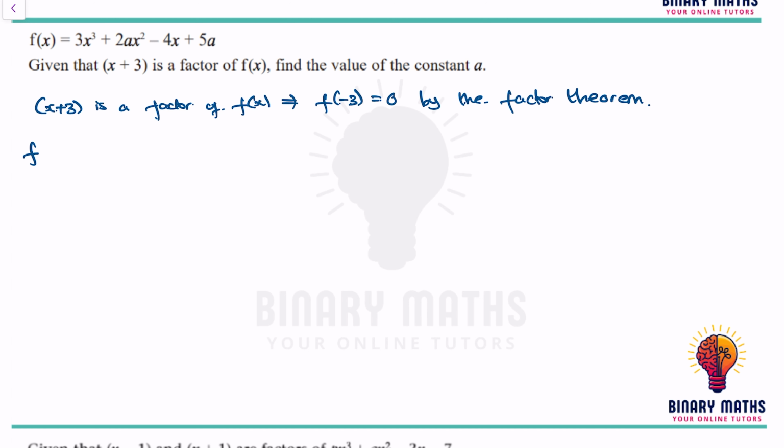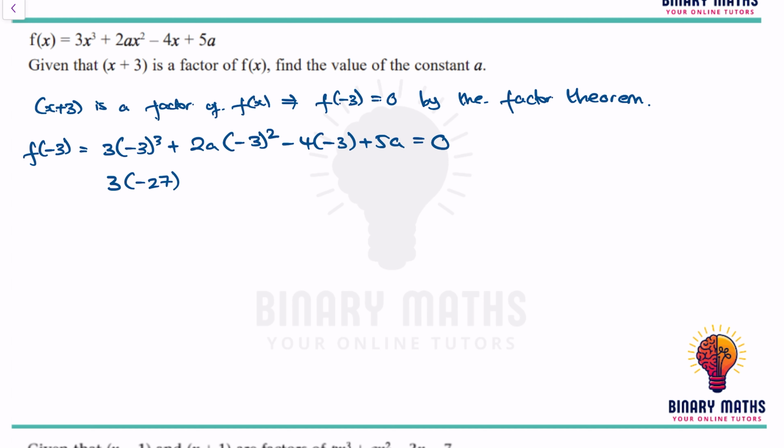So let's do f of minus 3. So f of minus 3 is equal to 3 times minus 3 cubed. So everywhere you see an x, replace it with minus 3, plus 2a times minus 3 squared, minus 4 times minus 3, plus 5a must be equal to 0. So that means we get 3 times minus 3 cubed is minus 27, plus 2a times 9, minus 4 times minus 3 gives me positive 12, plus 5a is equal to 0.